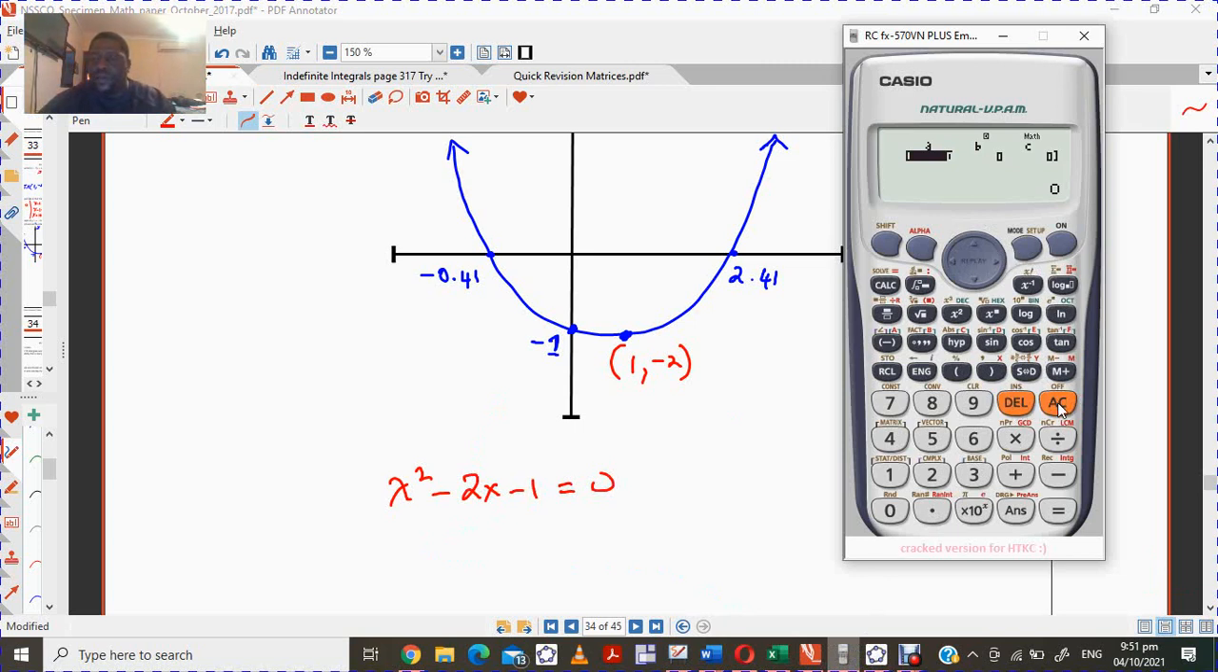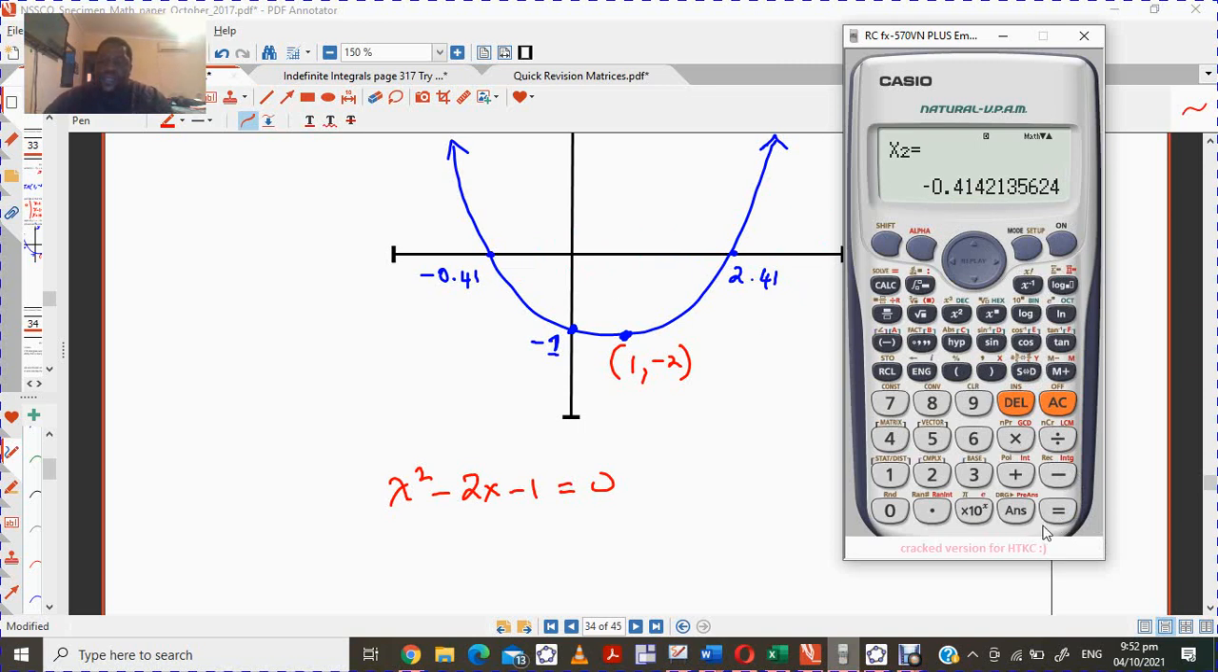All right, so I'll just start again. I pick mode, 5 for equation, and 3 for quadratic equation. It's 1 equal to, that's the value of A, negative 2 equal to, the value of B, and then negative 1 equal to, that's the value of C. When you hit enter, you get one of the solutions, which we know is 2.41. When you hit enter again, you get the second solution, which we have there.